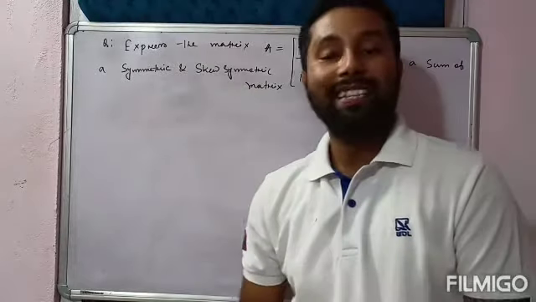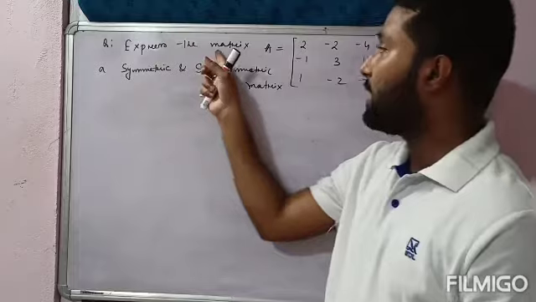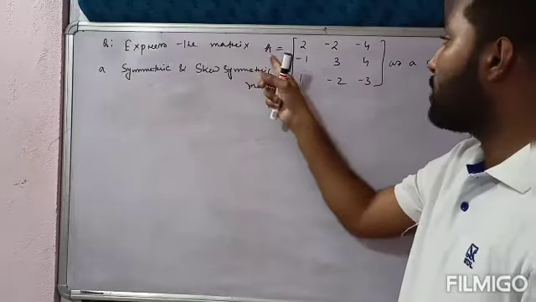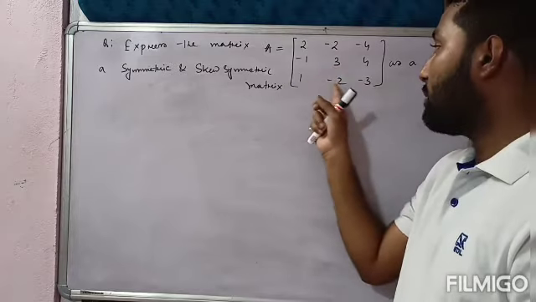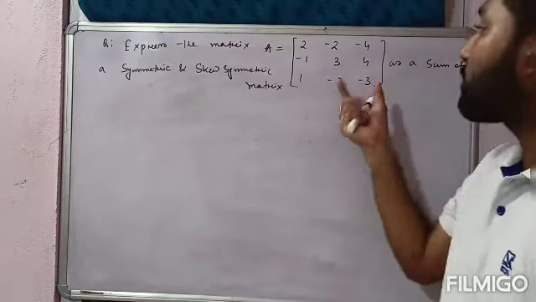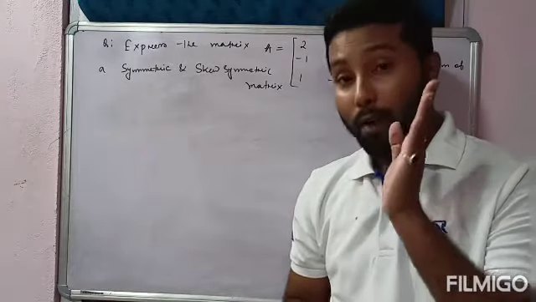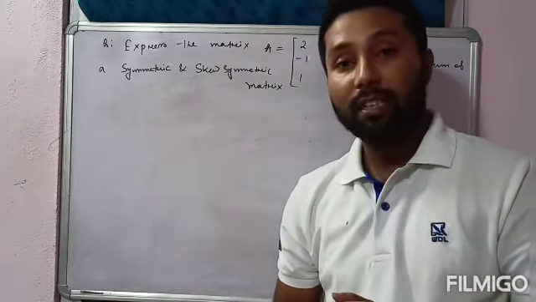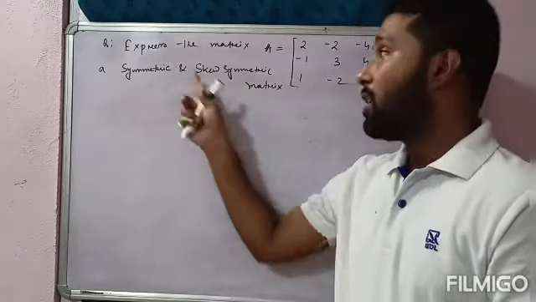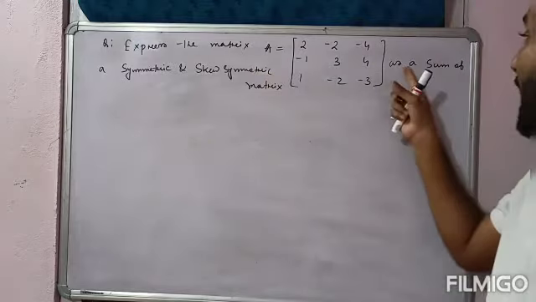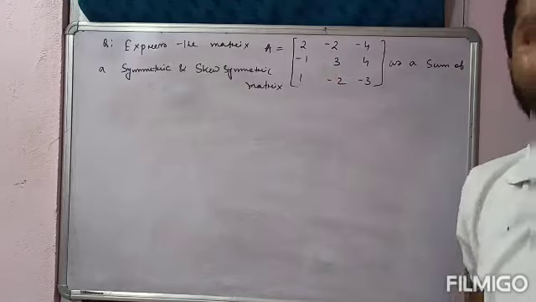So let us discuss one example related to theorem number 2. Express the matrix A is equal to 2 minus 2 minus 4, minus 1 3 4, 1 minus 2 minus 3, which is a square matrix. Yes, and the definition also says that the matrix should always be a square matrix. And this is a square matrix and the order of this matrix is 3 by 3. So express the matrix as a sum of a symmetric and skew symmetric matrix.